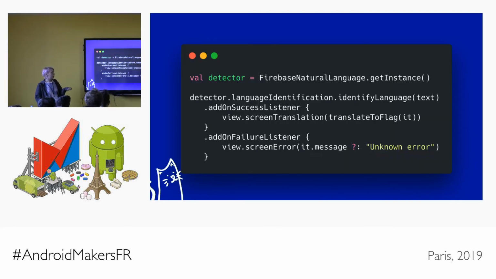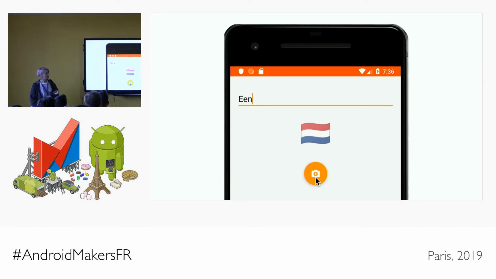And the same for creating a detector on MLKit. It's always the same. You just put in the Firebase dependency. Here is Firebase natural language that gets an instance of the language identification. I put in my text and identify the language of my text. In case of success, I translate the language into a flag and put it on the screen. And it looks like that.